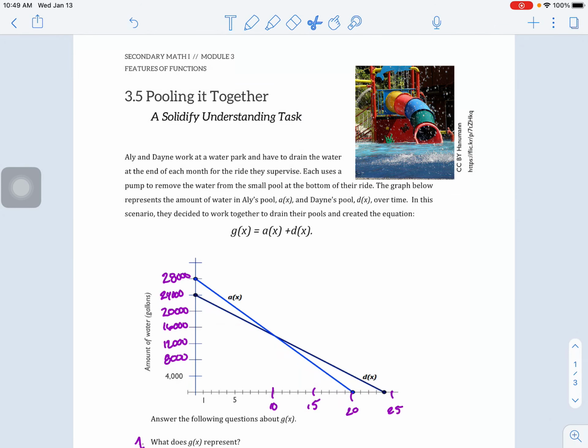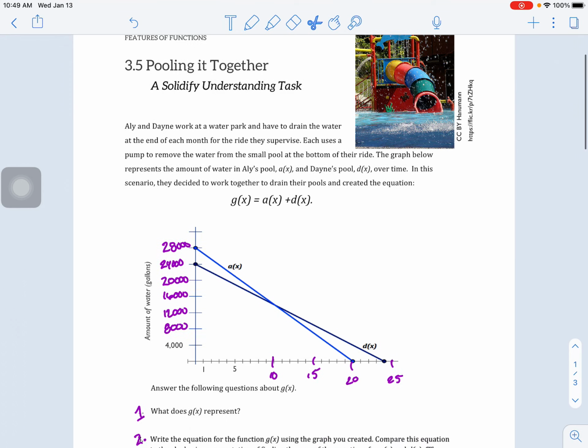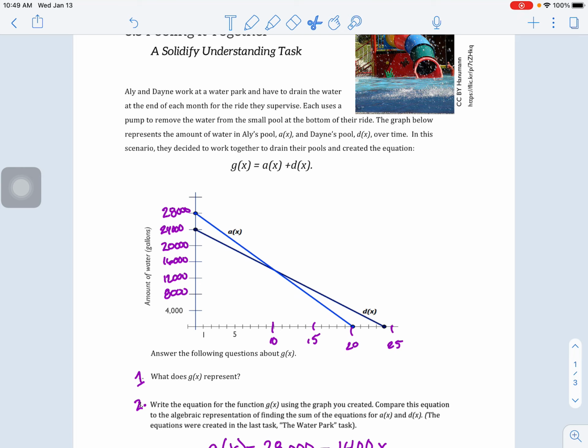Module 3.5, pooling it together, is very similar. It's talking about the same story that we talked about earlier this week when we did 3.4. Allie and Dane work at a water park and they have to drain the water out of their rides at the end of each month. Each of them uses a pump to remove water from the pool at the bottom of their ride. Here's a graph of Allie's pool and Dane's pool over time.